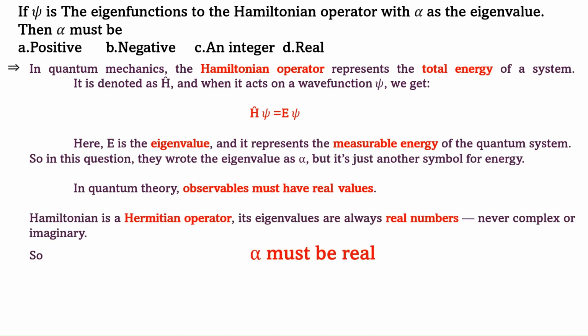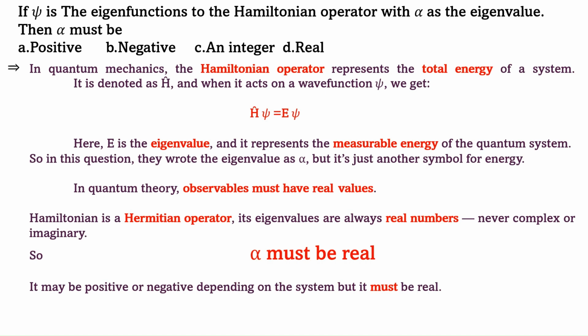So the only guaranteed condition is that alpha must be real. It may be positive or negative depending on the system, just like bound states in hydrogen atom have negative energy, but it must be real. So our correct answer is alpha must be real.